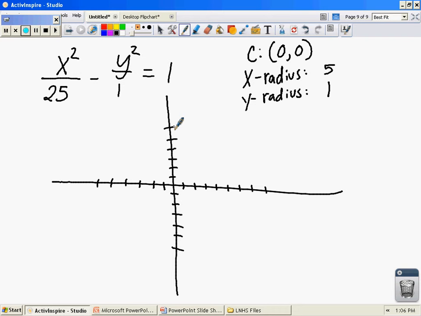Okay, so my center is 0, 0. My x radius is 5, so I'm going to go left and right 5. My y radius is 1, so I'm going to go up and down 1. And this is where we're going to stop. Okay, so this is where it gets different. We're not going to connect those 4 outer dots with an oval this time. We're going to make a square, or not a square, a rectangle, be more appropriate.